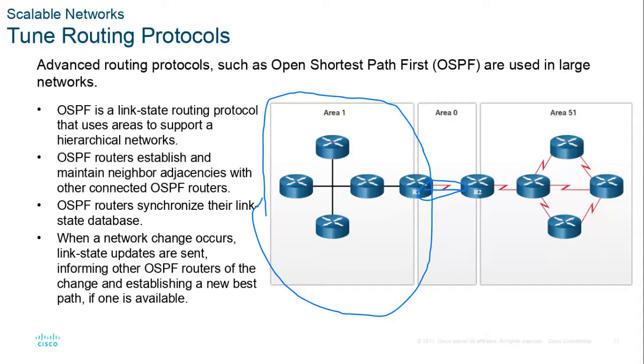So OSPF, if you recall, always has to have an area 0, the core area, the backbone area. This is the central point for the network. So maybe area 0 would be the Trinity River campus, area 1 would be the South Campus, and area 51 would be the Southeast Campus. And then when a change occurs in the network, the areas independently resolve that, and we don't have to bother the entire network. So it makes the network more stable.